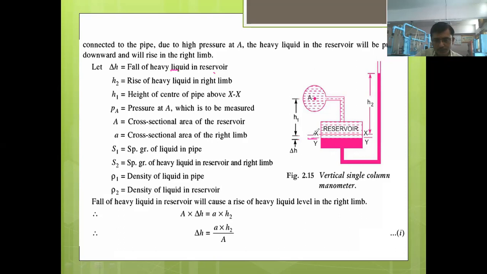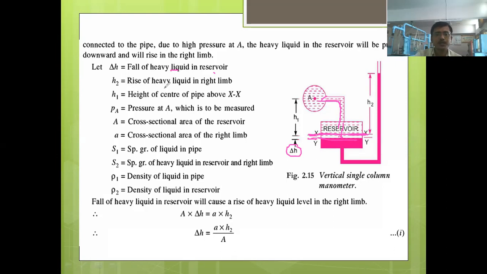So you can see on the screen here, initially, before starting the pump, the mercury level was at the level XX, at the center of this reservoir. When we started the pump, pressure built up here, and this fluid pushed the mercury level in the downward direction. And now the mercury has reached the YY level. So the distance between XX and YY is nothing but delta H, the fall of heavy liquid in the reservoir.